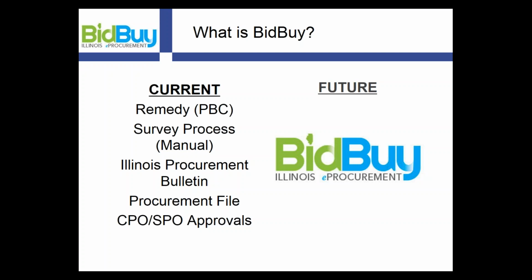So BidBuy will become the central location for all procurement activity at the $2,000 threshold and above. And we'll walk you through some of those thresholds today and explain all of that to you. But important to mention at this point is BidBuy will also become the procurement file. It will be the procurement file as it relates to the permanent record, but we must also remind you that if your agency has other record retention requirements, you must also follow those requirements too.